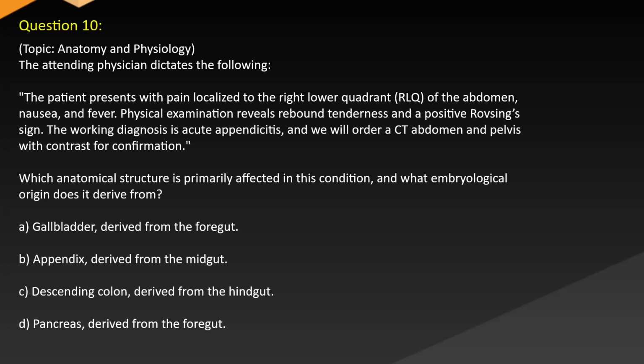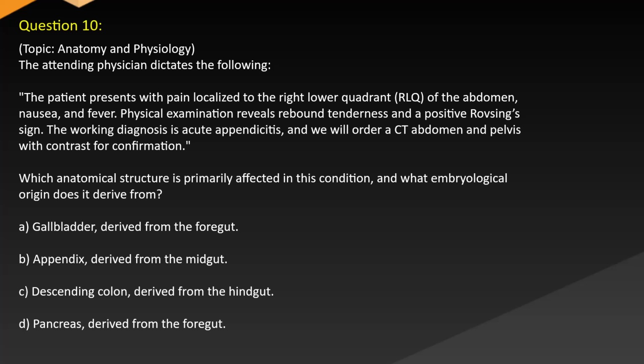Question 10. Topic: Anatomy and physiology. The attending physician dictates the following. The patient presents with pain localized to the right lower quadrant, or RLQ, of the abdomen, nausea, and fever. Physical examination reveals rebound tenderness and a positive Rovsing sign. The working diagnosis is acute appendicitis, and we will order a CT abdomen and pelvis with contrast for confirmation. Which anatomical structure is primarily affected in this condition, and what embryological origin does it derive from?